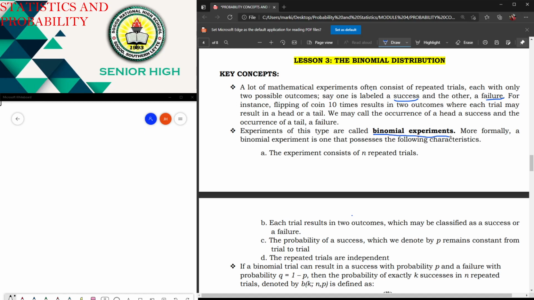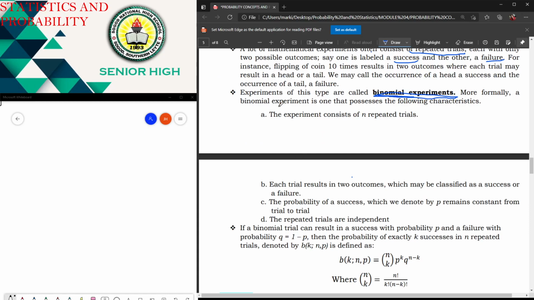Again, please remember, when you are talking about binomial experiments, we're talking about repeated trials. The outcomes are only success and failure. More formally, a binomial experiment is one that possesses the following characteristics. If the following characteristics are in the problem, then you are going to use the binomial experiment. First, the experiment consists of n repeated trials. Second, each trial results in two outcomes, success or failure, only success and failure.